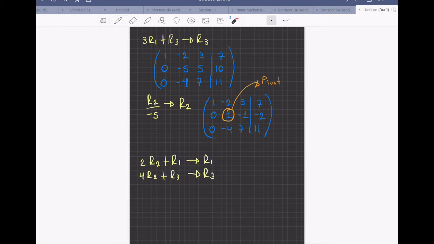Again, note the structure of the operations in this case. Row the pivot may be multiplied times a constant, plus or minus row to change, will replace row to change. Row the pivot plus or minus row to change will replace row to change. Row the pivot, row to change will replace row to change.